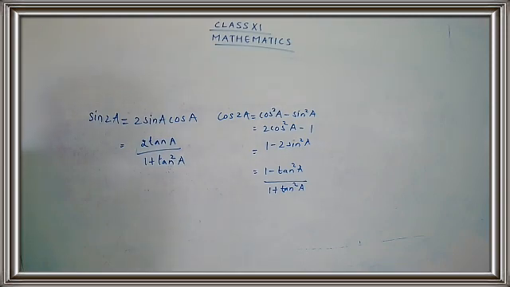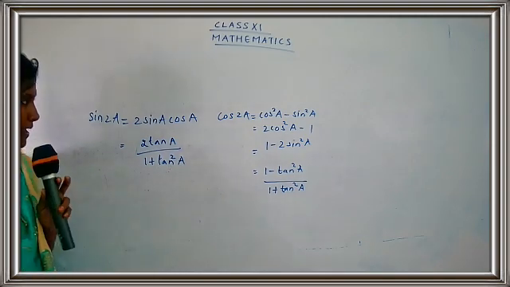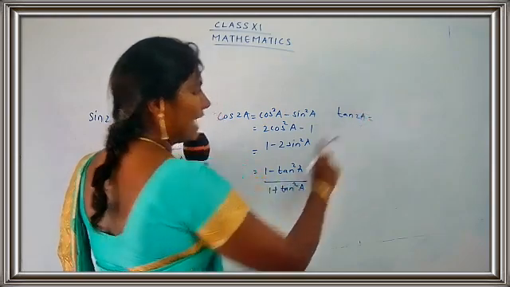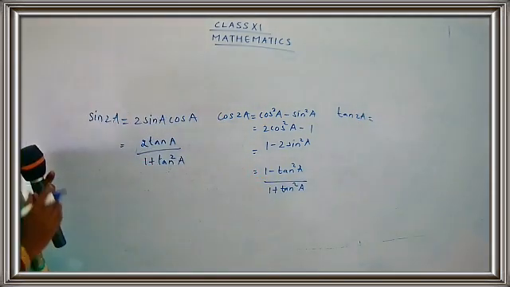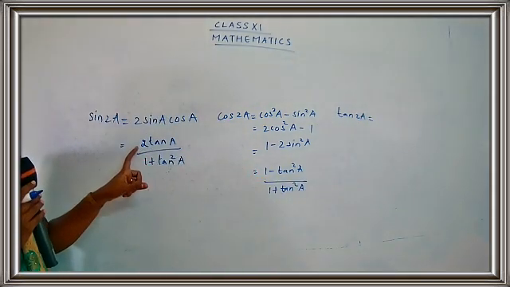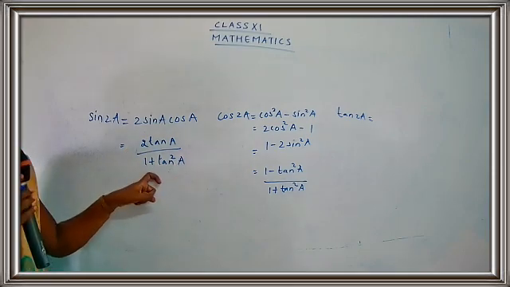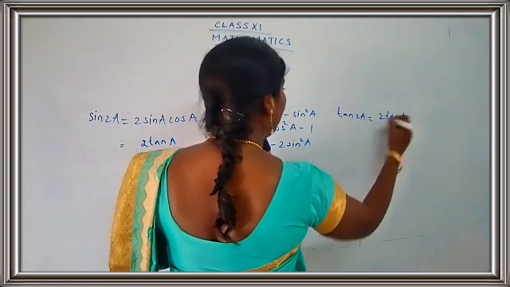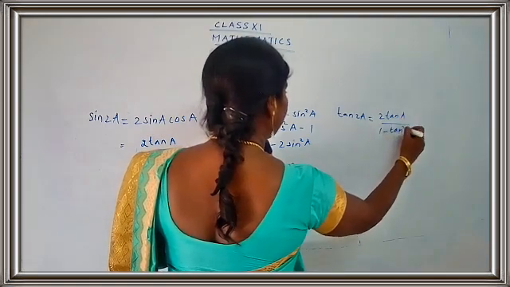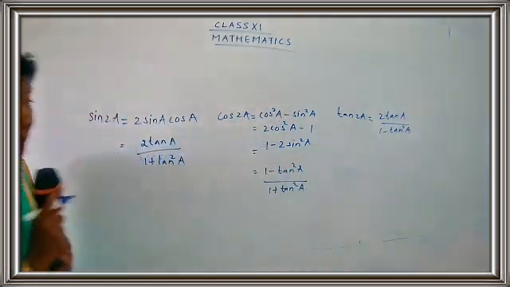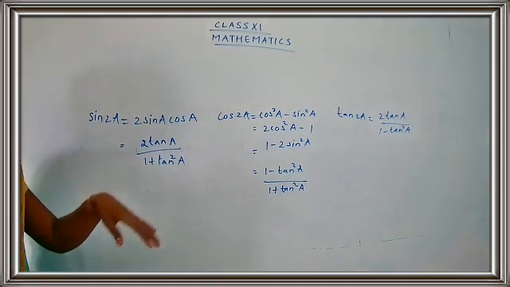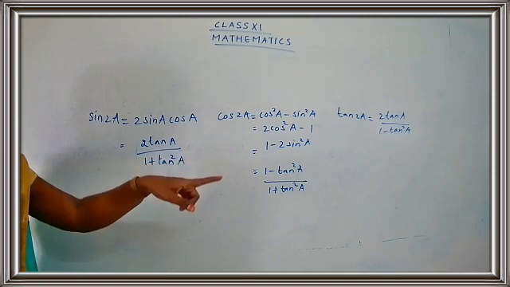Okay, coming to the next one, for tangent we have only one formula, that is tan 2a. When you write the formula for tan 2a, you can refer to the sine 2a formula. The same formula, only the difference in the sign. The formula is 2 tan a upon 1 minus tan square a. So this was the formula for tan 2a. For sine 2a you have plus tan square a, and for tan 2a you have minus tan square a in the denominator part. Okay children?